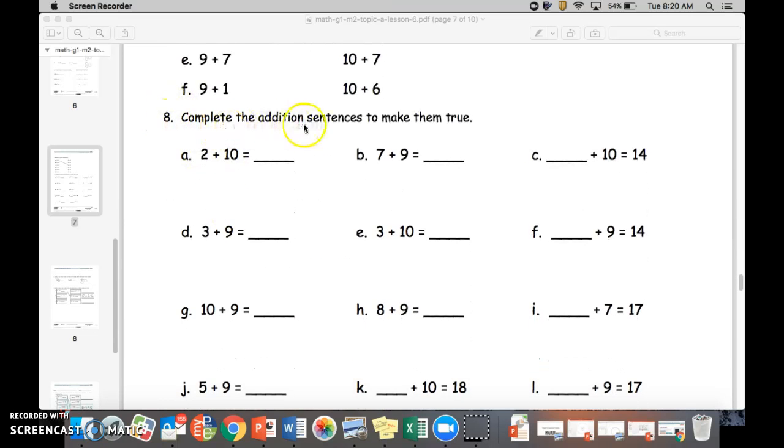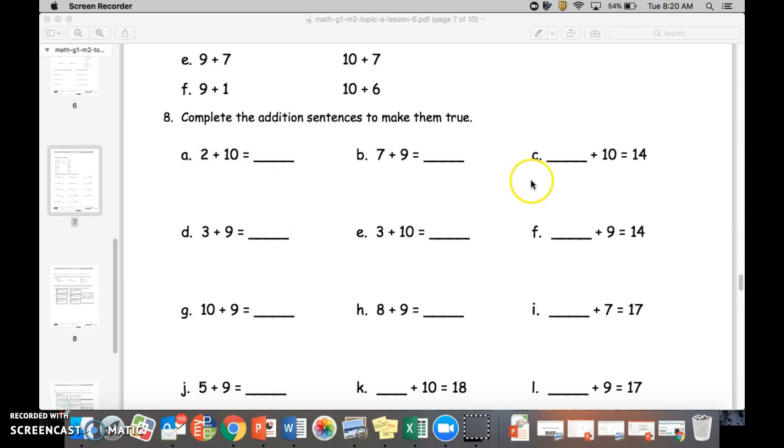Number 8, complete the addition sentences to make them true. So some of these are easy, just 10 plus facts. Some of these are not 10 plus facts, and you might have to find the related 10 fact, or you can count it on. Try to use your plus 10 strategy. So 3 plus 9, if I make my 9 into a 10, and I'm going to take 1 from the 3 and give it to the 9, what's left over, and boom, I should have my answer.